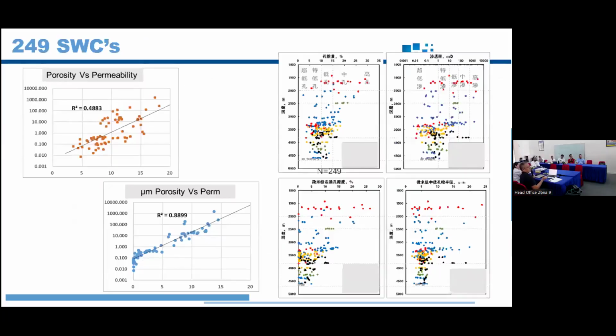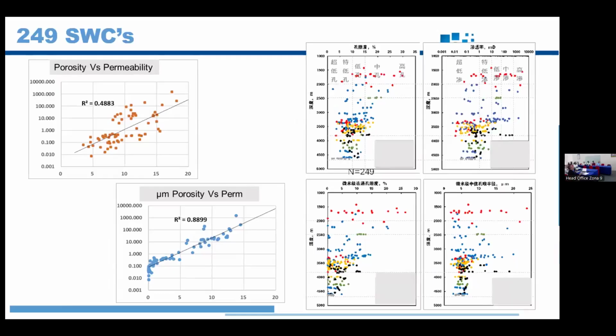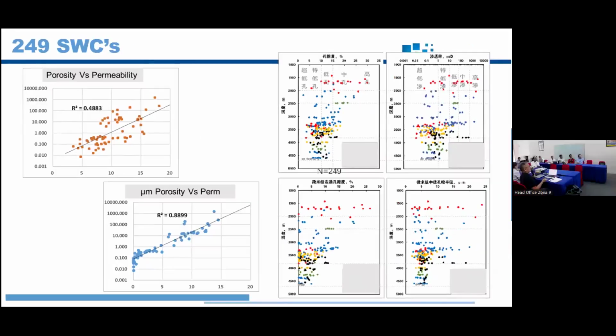I just want to show one thing over here. For the challenge of understanding permeability, most of the time we have been doing a pretty good job understanding the porosity. But the challenge is, if you just look at one area, say 10% porosity, the permeability varies by 3 or 4 orders of magnitude. So 10% porosity is good, but the permeability has a very wide range.